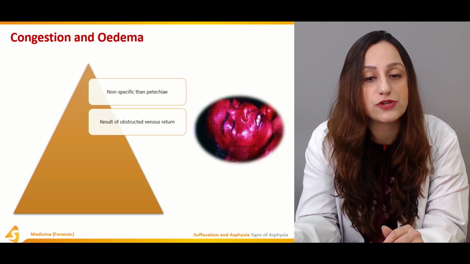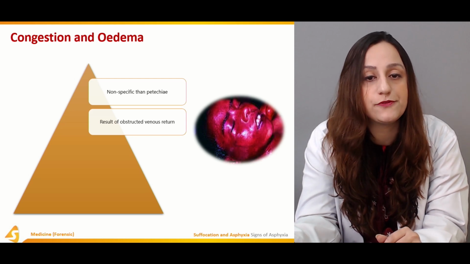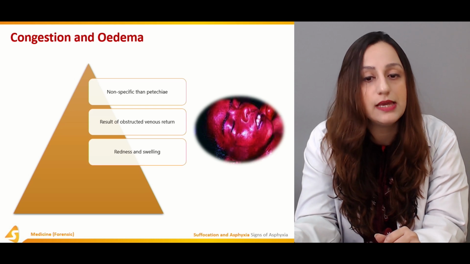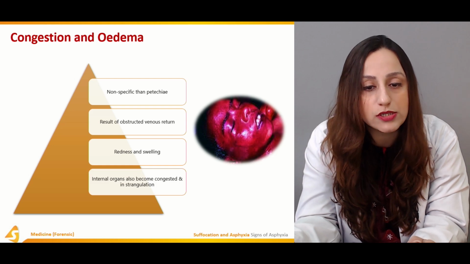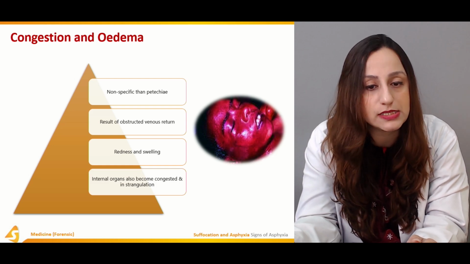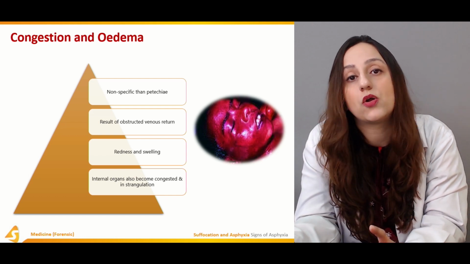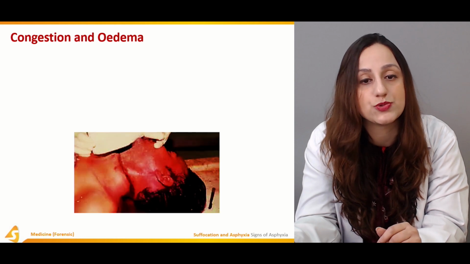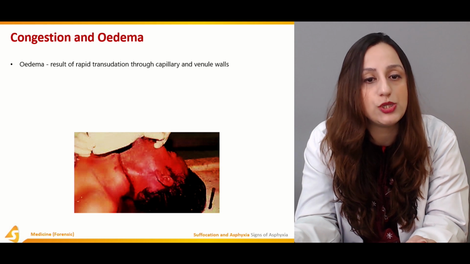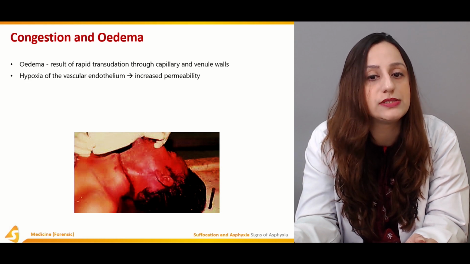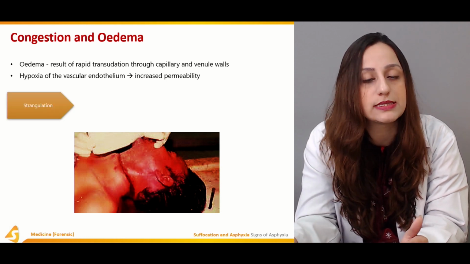And the results of the obstructive venous return are the underlying pathology for the formation of the edema and the congestion. The redness and the swelling is regarded as the congestion of the tissues, and the internal organs also become congested and strangulated. In case this edema and congestion has formed externally, even the internal organs can be congested. Again, the edema results from the rapid transudation through the capillary and the venule walls, and the hypoxia of the vascular endothelium is increased usually due to the increased permeability of the venous walls.